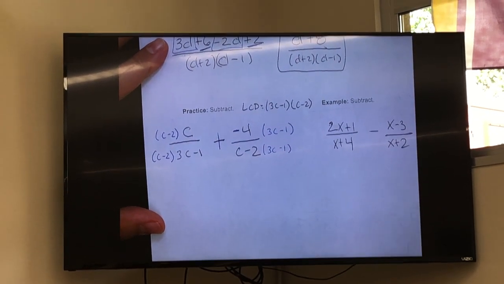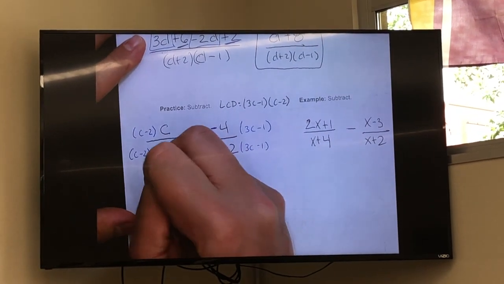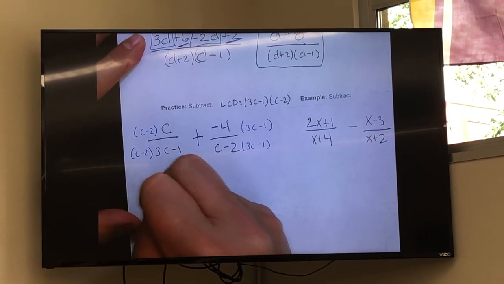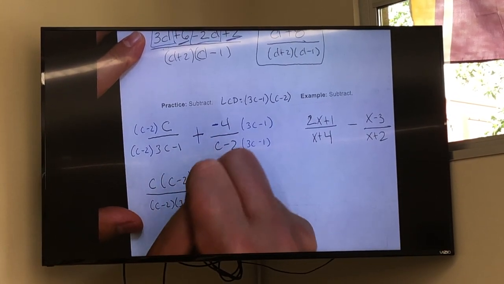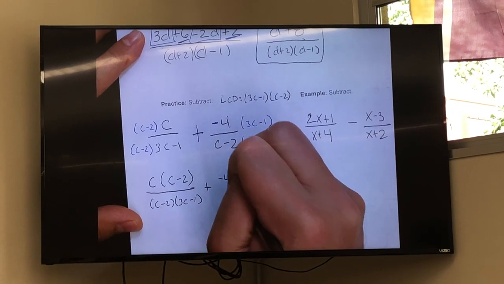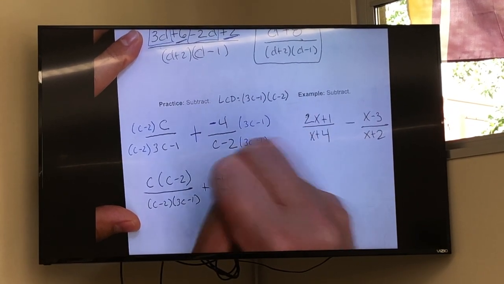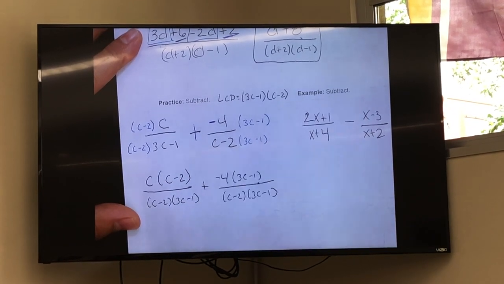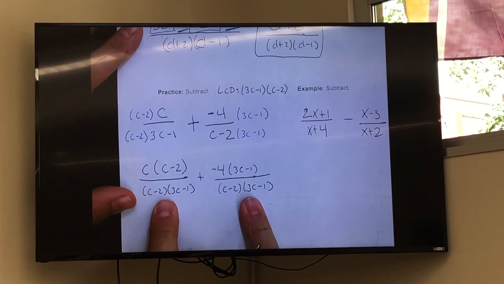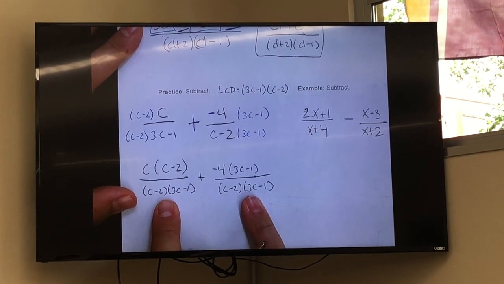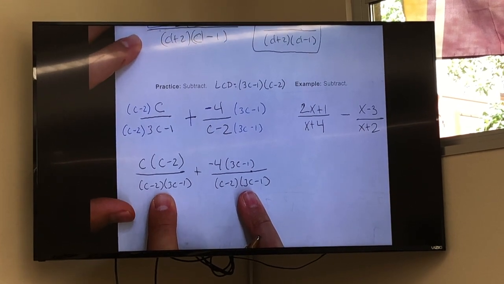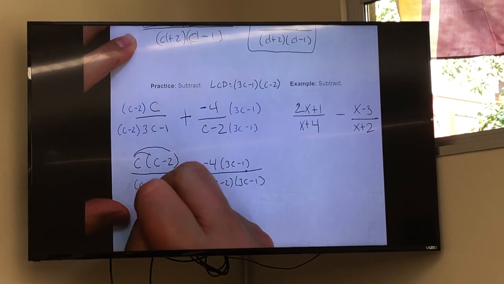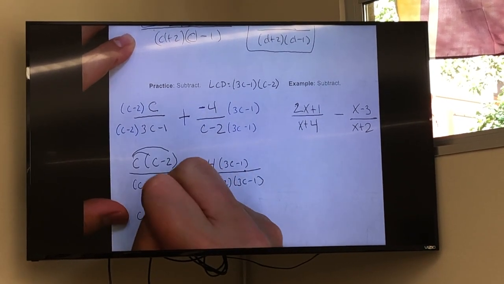Okay, we're going to attach these, rewrite them. C times c minus 2 over c minus 2, 3c minus 1, plus a negative 4, 3c minus 1 over c minus 2, 3c minus 1. As you can see right there, those are going to be common denominators, so we know we're going to be able to add and subtract at the very end here. Use the distributive property next. C times c makes c squared. C times a negative 2 is a minus 2c.